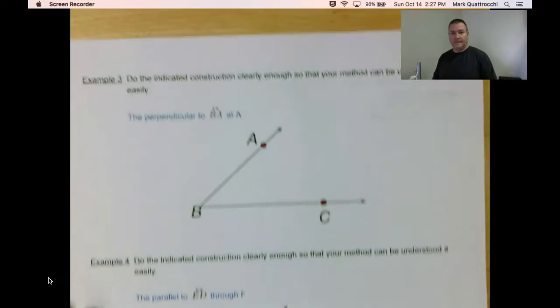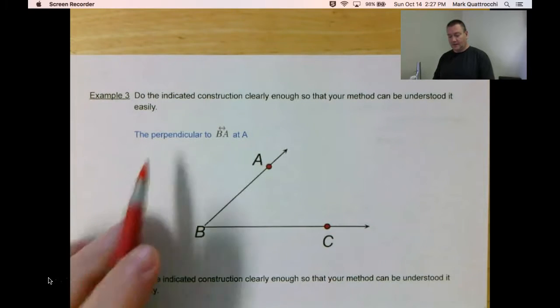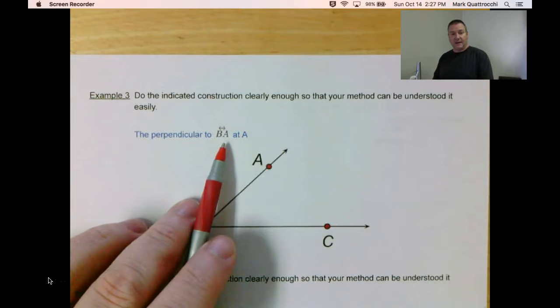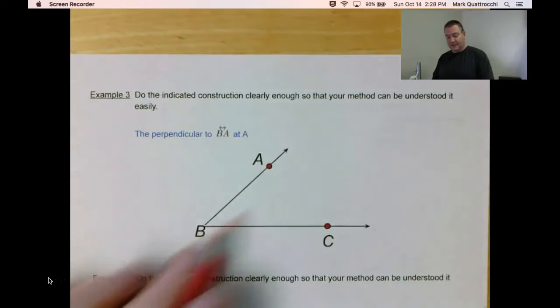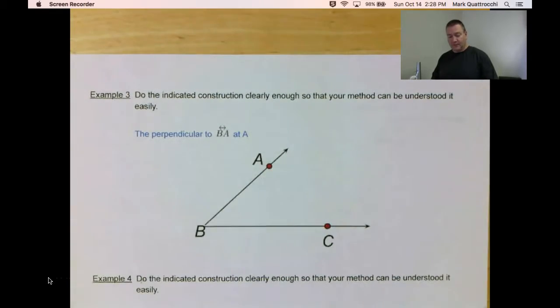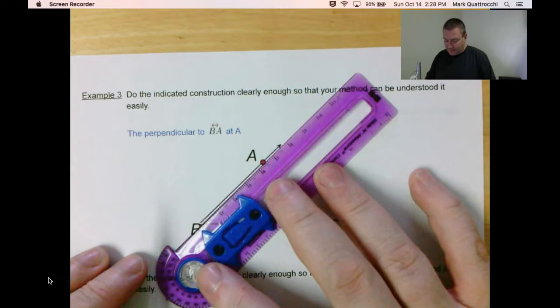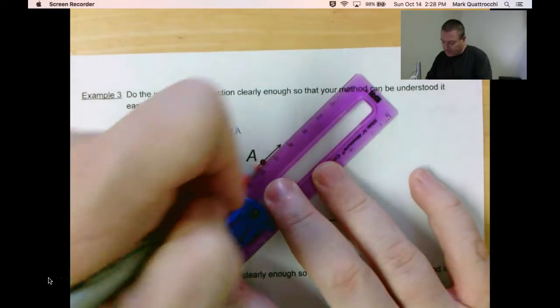Example 3. Do the indicated construction again. The perpendicular to segment BA at point A. So we're going to do something perpendicular to this segment going through this point. To do that, I first need to extend BA. Let's extend it a little bit longer.